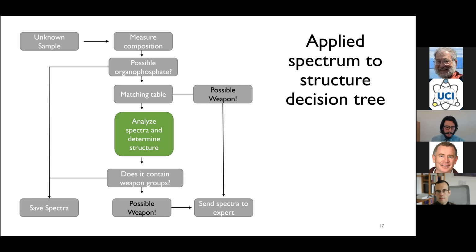Derek was initially opposed to having any sort of matching table, but a matching table would save a lot of computational space. If you have any peaks that match up with known chemical weapons, of which there are only a few that have been synthesized and studied in depth, you can right away know that it's probably a possible weapon. But if you don't have that, you would then need to analyze the spectrum and try and determine its structure. So that's what I'll be diving into a little bit more. And of course, if that structure contains weapon-like groups, you can assume that this is probably a chemical weapon.